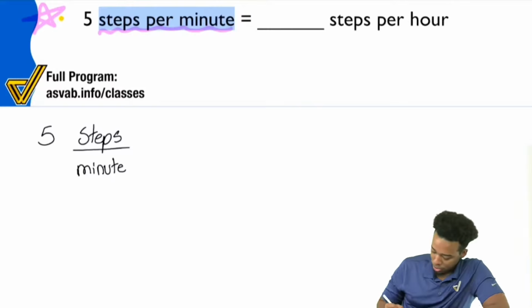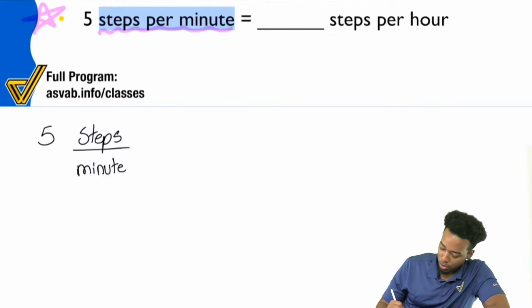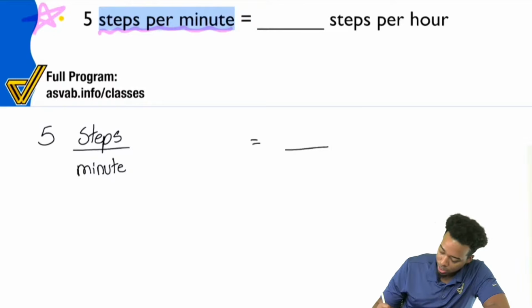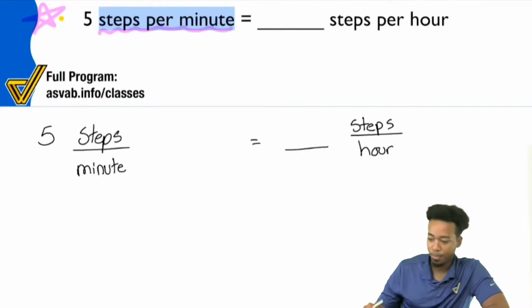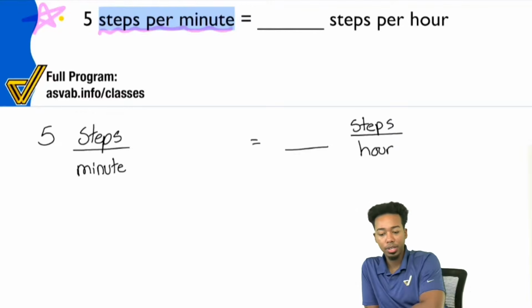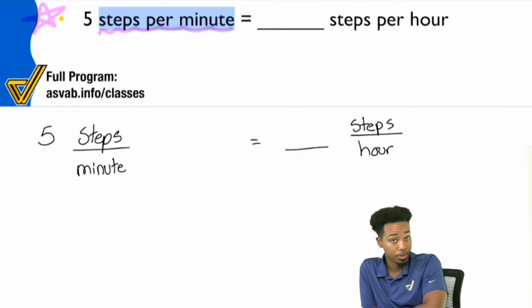Cool. All right. So what we want to do here is understand that we are trying to get to blank steps per hour. So this is something that I want you to understand how to do, because if you can understand how to do this, this means that you're truly starting to grasp the concept of unit conversions. So check this out, my party people. We have steps per minute. We're trying to go to steps per hour.